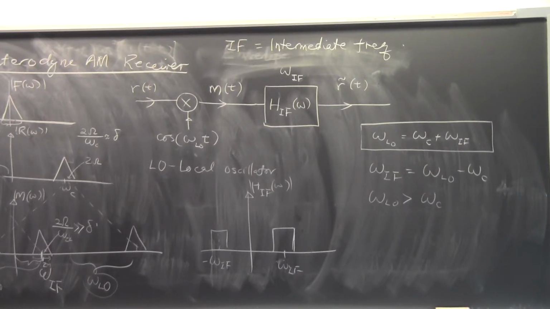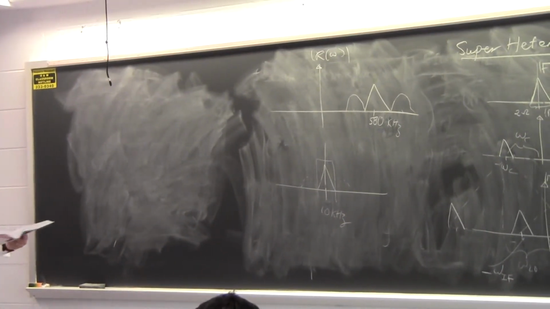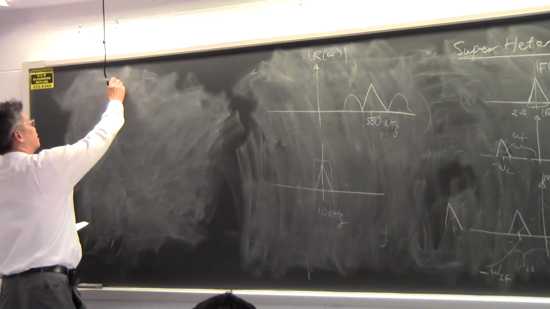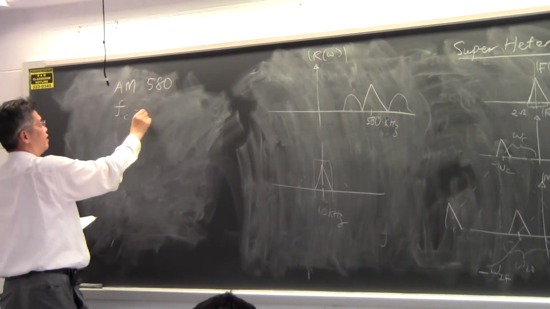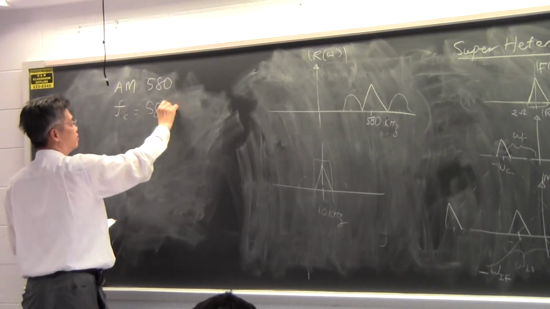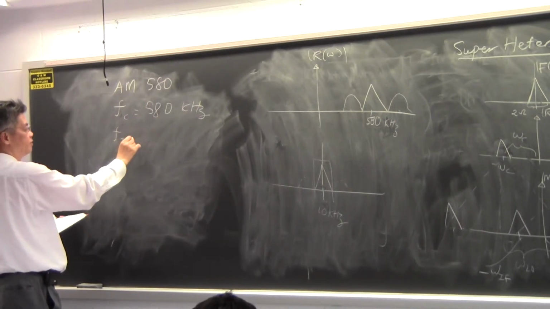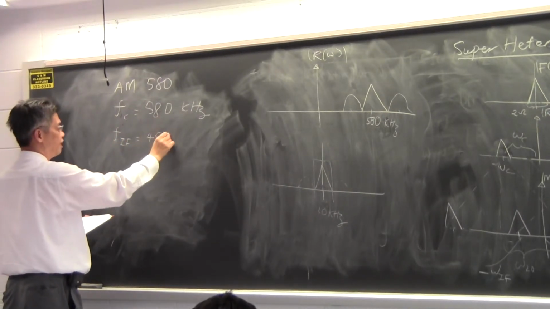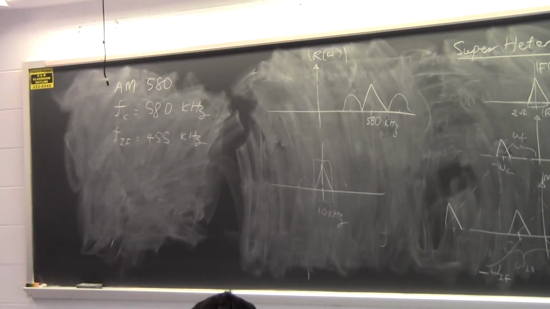You work with some intermediate frequency. You do the filtering at some intermediate frequency rather than at the low frequency, because it's hard to design filters at the lowest frequency. So, for instance, the textbook says that for AM 580, the frequency of the carrier is 580 kilohertz. And then the intermediate frequency is 455 kilohertz.